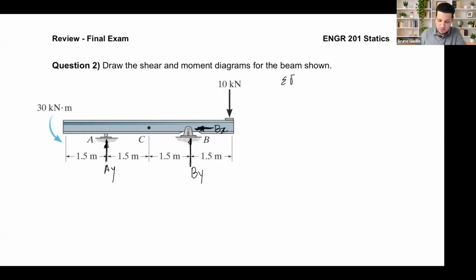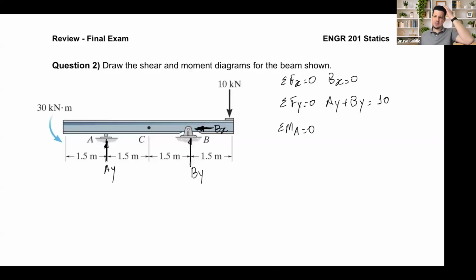Sum of the forces in X equals 0, BX is 0. Sum of the forces in Y equal to 0, AY plus BY equal to 10. Sum of the moments about A. Okay, so far so good. Sum of the moments about A equal to 0. Let's start from the right. So this is going to be negative 10 times 4.5, positive BY times 3, AY no moment.